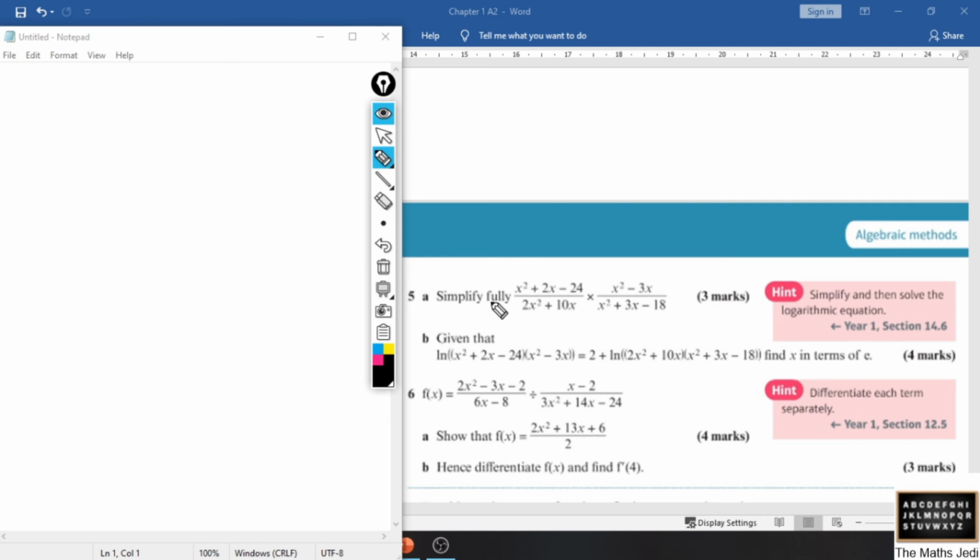So it's saying simplify fully. Again, starts off with a very simplistic take on these algebraic fractions. So again, we're going to start by focusing on this first fraction, just factorising on top and bottom. So factorising on the top and bottom.